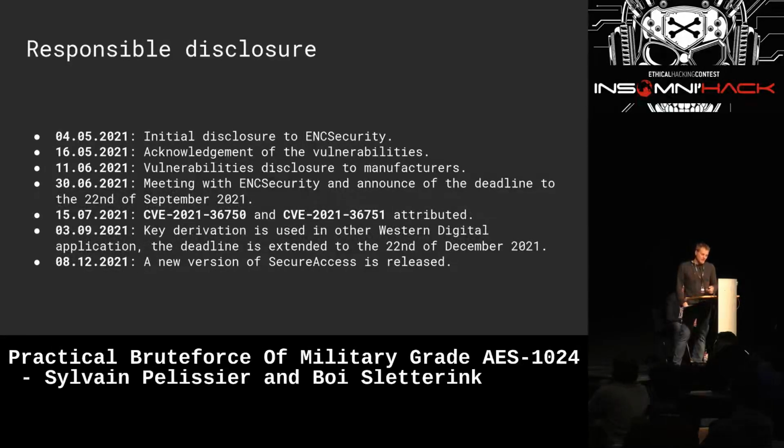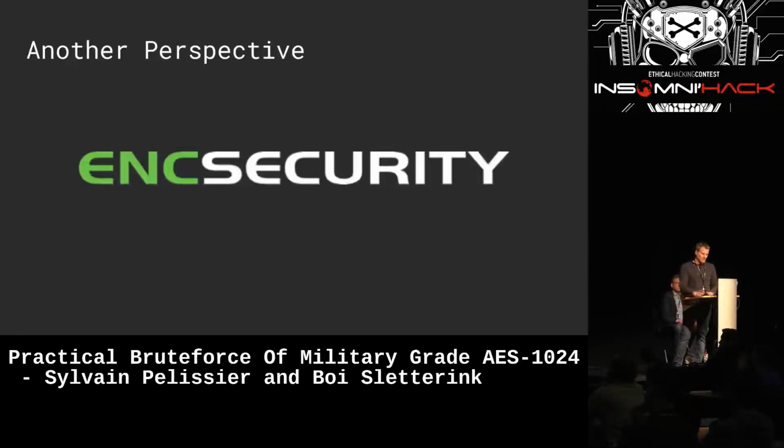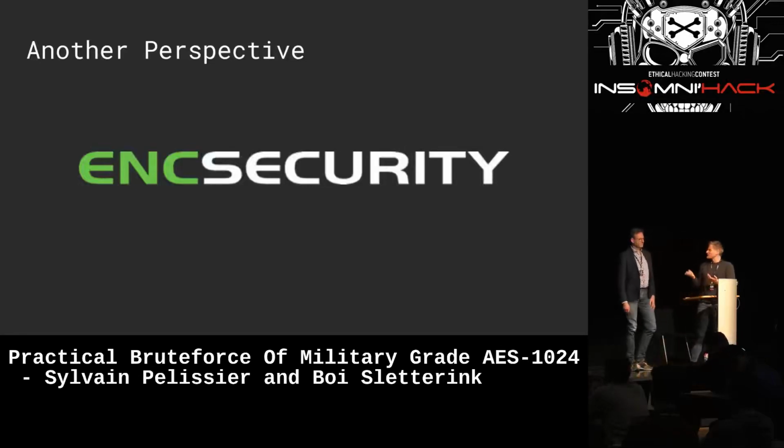Then we had more meetings with ENC Security, and they figured out that the key derivation function is used in other Western Digital applications. So we extended the deadline a bit. And finally, in December, a new version of Secure Access software was released, and it's now available. And also, I integrated the new key derivation function into John the Ripper, so you can brute force the new AES 1024-bit version with John the Ripper as well. So that's it for me, and now I will let Boy explain his side of the story.